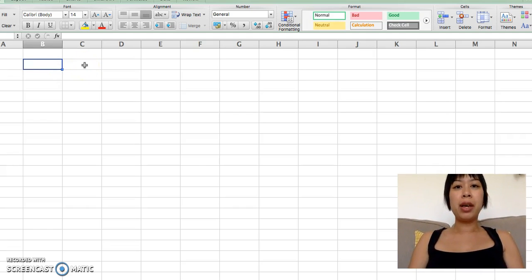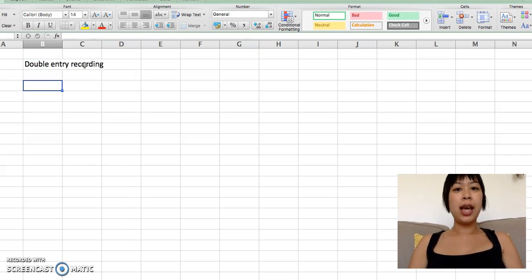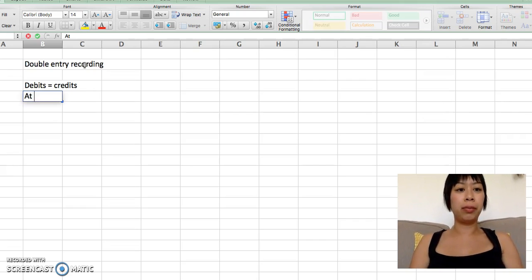The first thing to remember is the double entry recording rules. So the first one is that the debits must always equal the credits. And that there's always at least two accounts affected in each transaction.